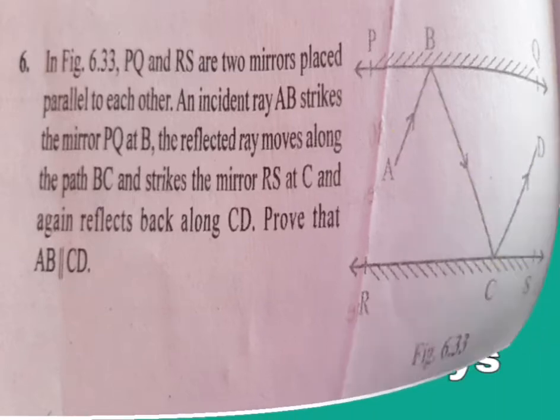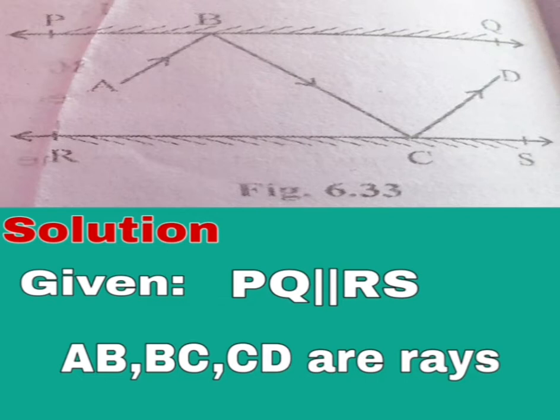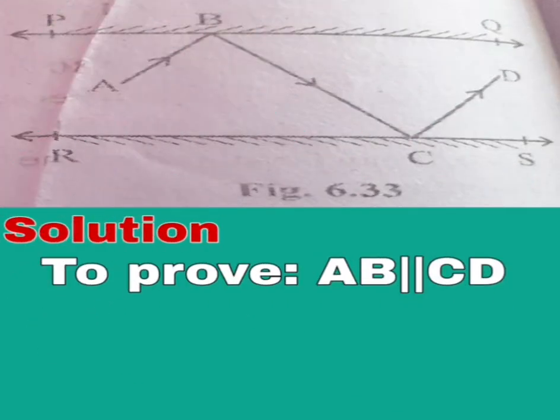First we'll write the given data, next what we have to prove, and next the proof. If there is any construction, we'll do it and then move on to the proof. Okay, solution. Given: PQ is parallel to RS. Now AB, BC and CD are the rays, the incident and reflected rays. We have to prove that the AB line and the CD line are parallel to each other.